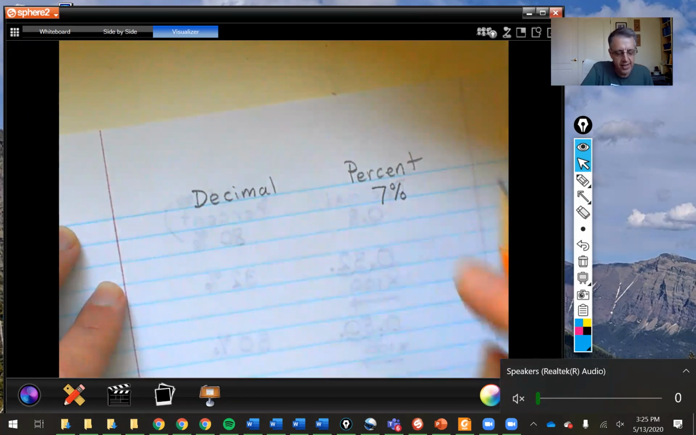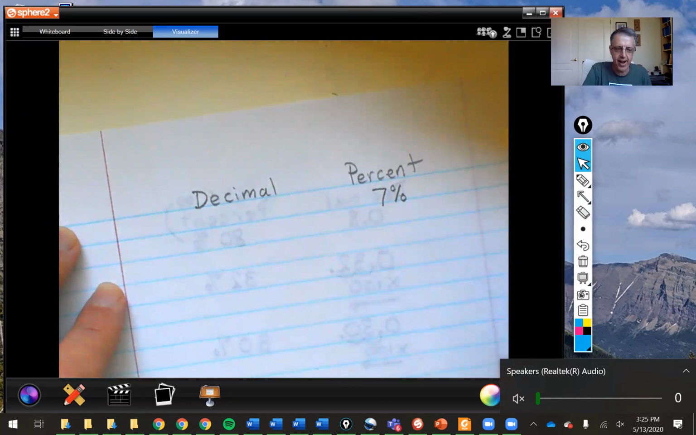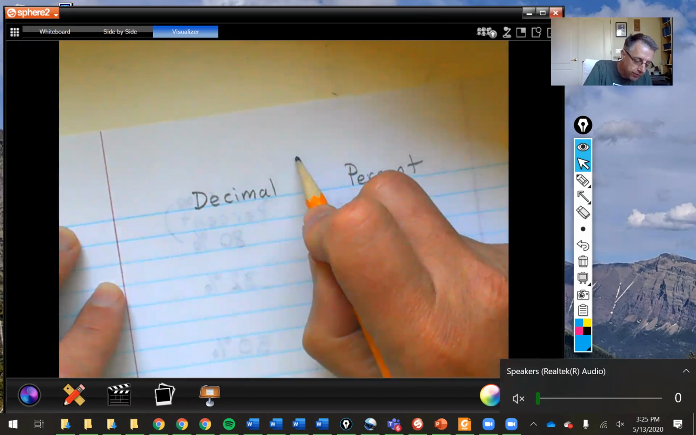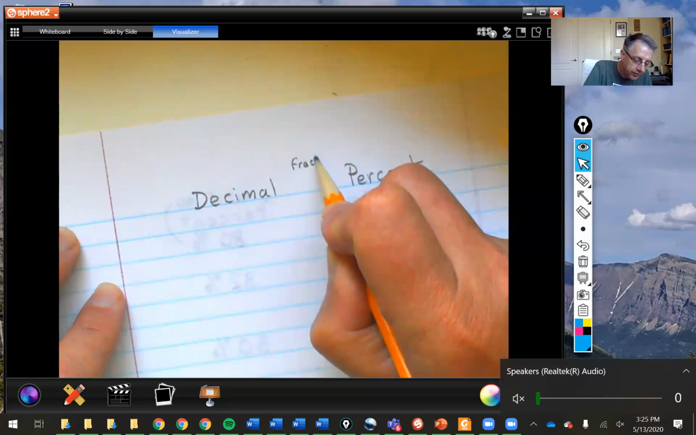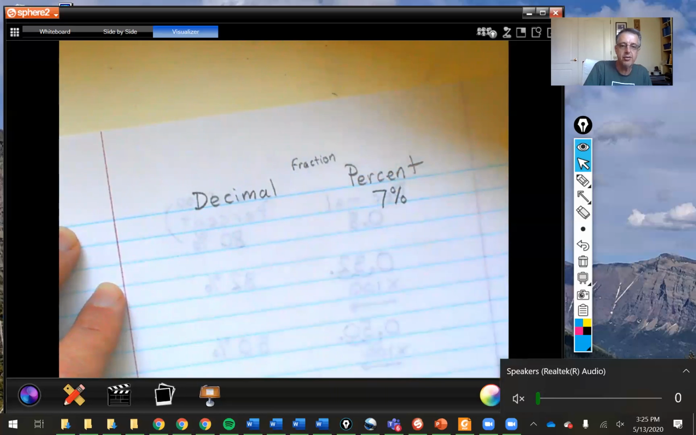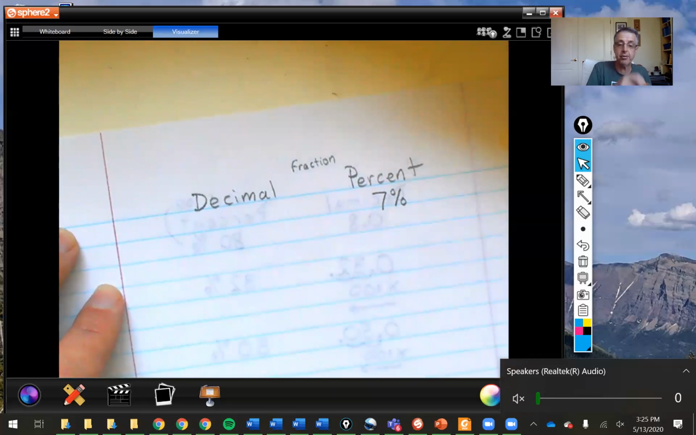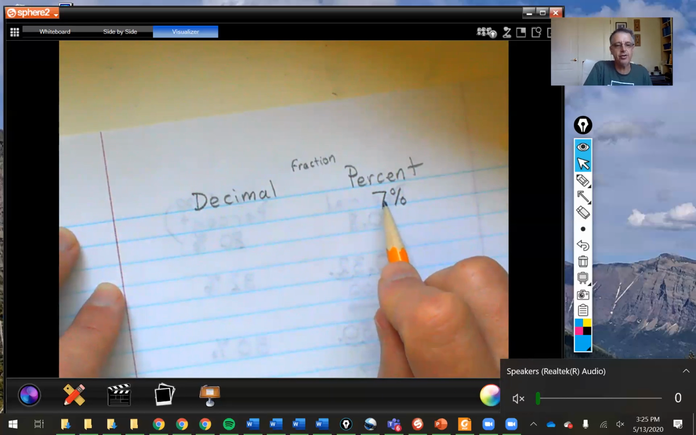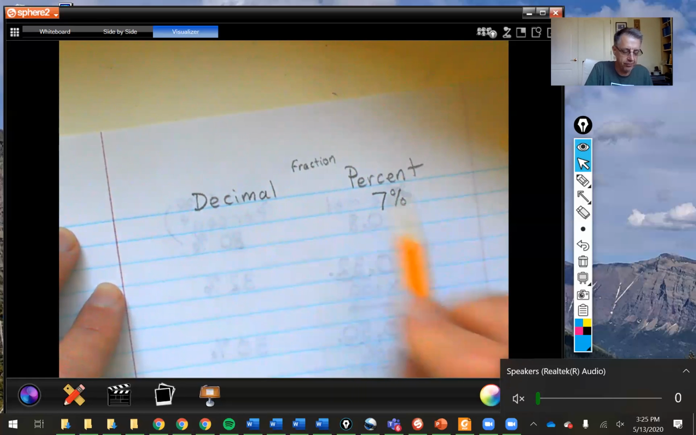Well, the key here is to first turn it into a fraction, and then it's very, very easy to turn it into a decimal. Let me show you what I mean. I'm just going to put a little fraction space in here between the percent and the decimal to remind myself I want to turn it into a fraction first. To turn 7% into a decimal, I want to first turn it into a fraction.